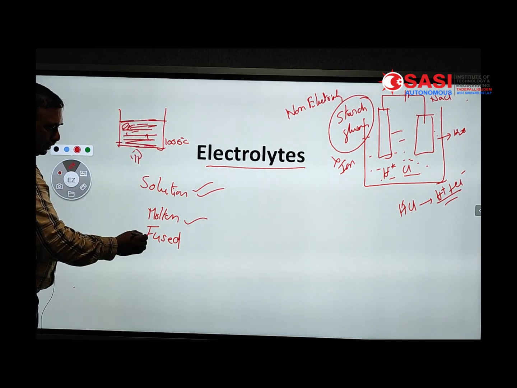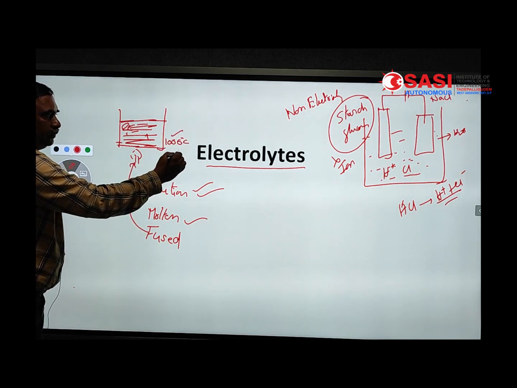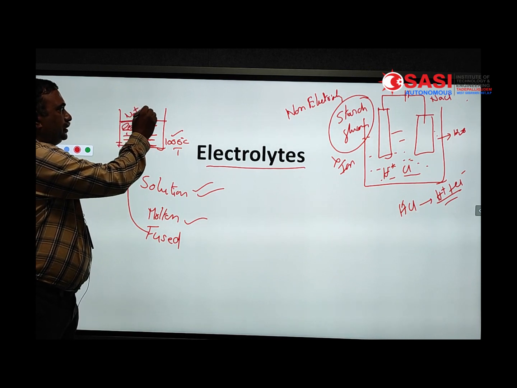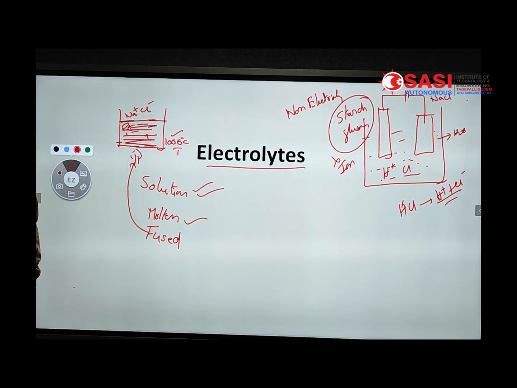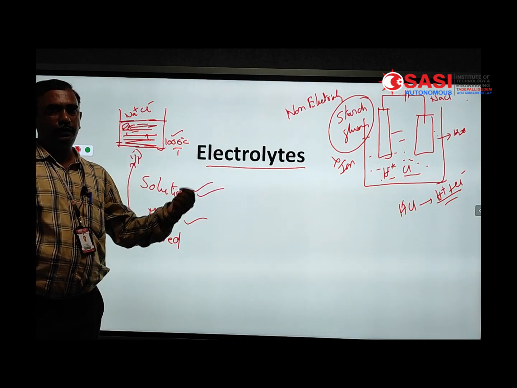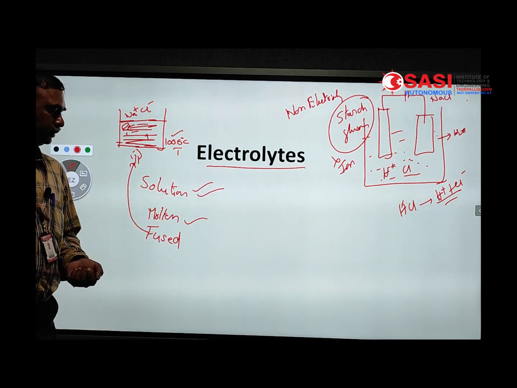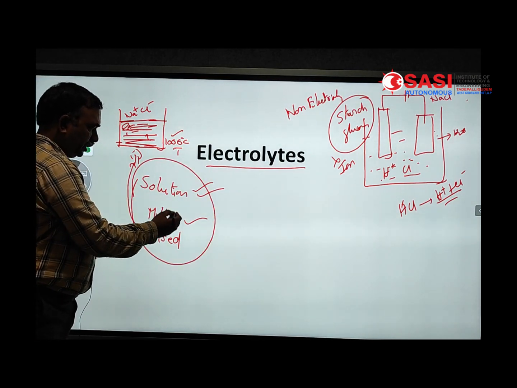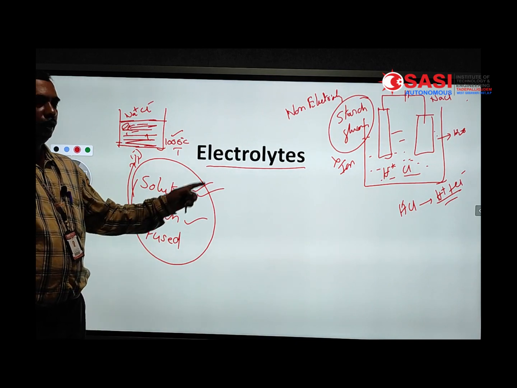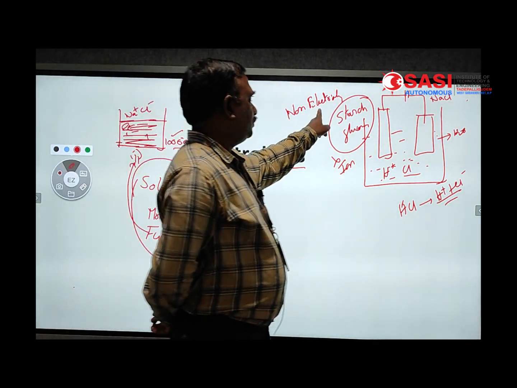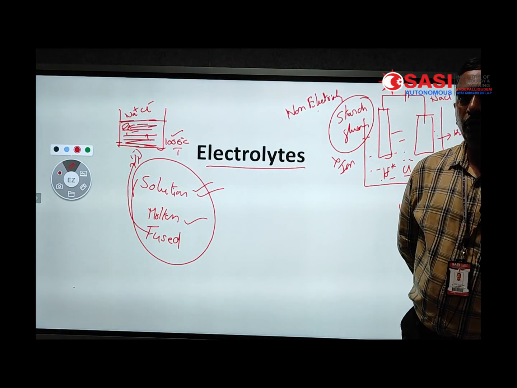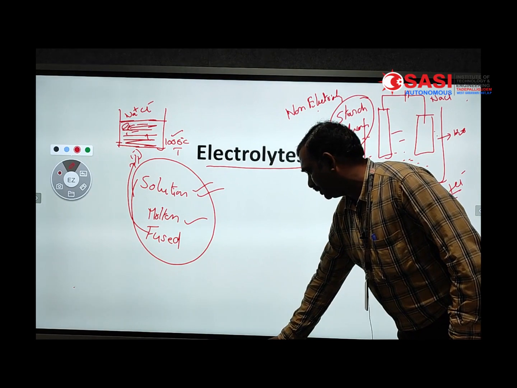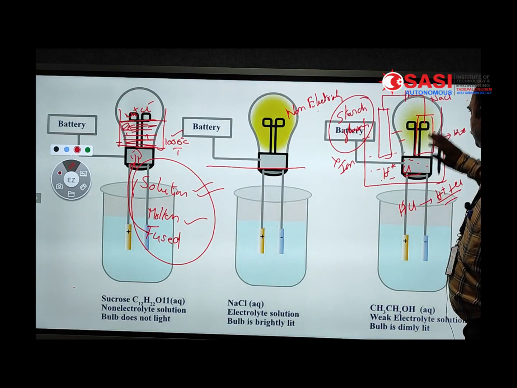So in this fused state, at high temperatures, you can see the availability of Na+ and Cl- ions. These ions are responsible for the conductance of electricity. Those substances which conduct electricity either in solution state, molten state or fused state are called electrolytes, and those which do not conduct electricity are called non-electrolytes. Example: starch, glucose, etc. You can see this with the help of this diagram.